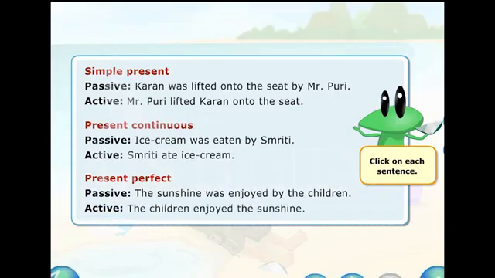Who enjoyed the sunshine? The children. As the children are the doers of the action, they come first in the active sentence. Note also that the verb was enjoyed becomes enjoyed.